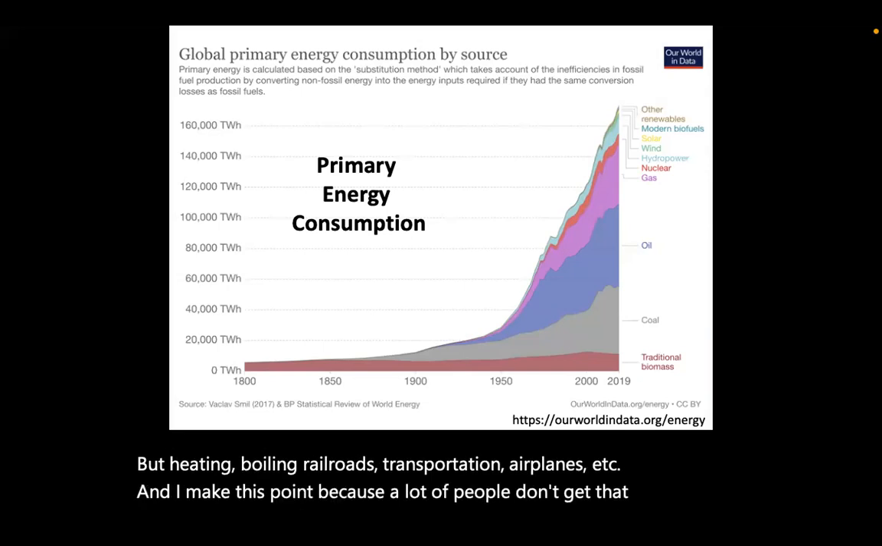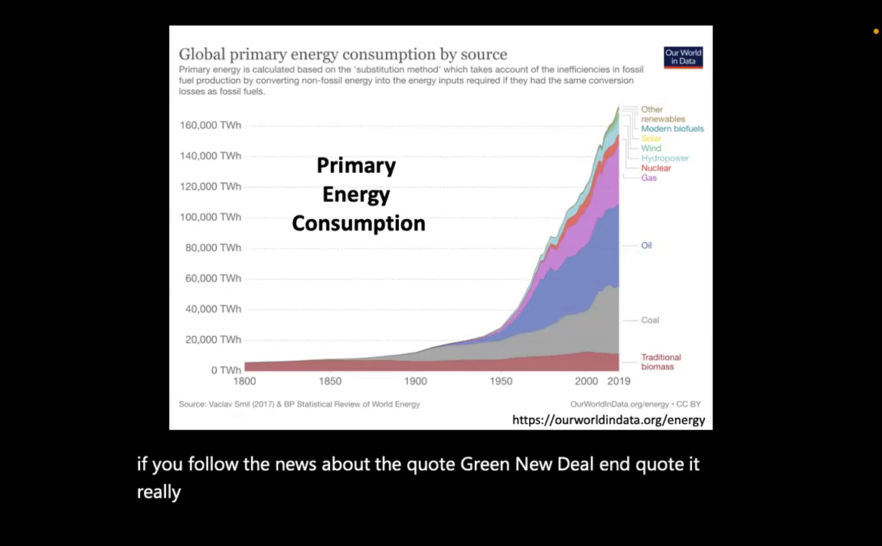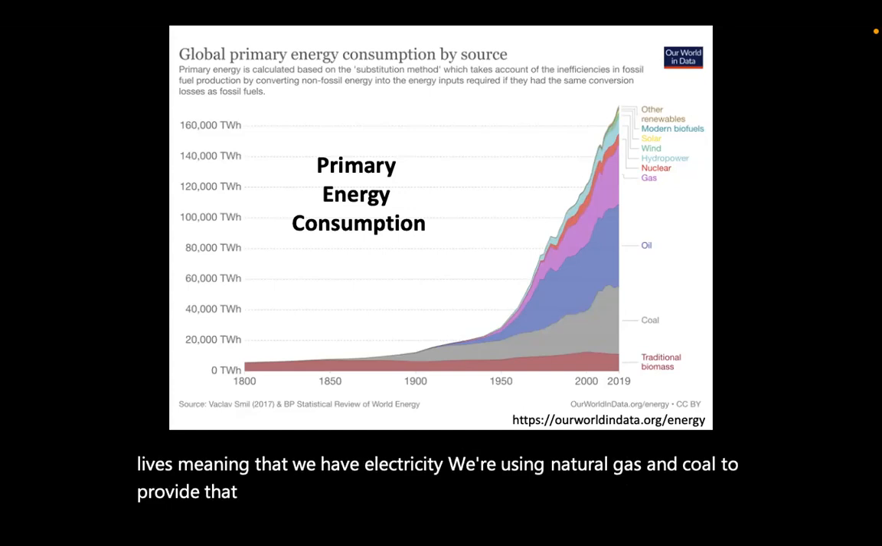For example, if you follow the news about the quote, Green New Deal, end quote, it really addresses electrification of already electrified components in our lives, meaning that we have electricity, we're using natural gas and coal to provide that electricity, just swap that out for something else.